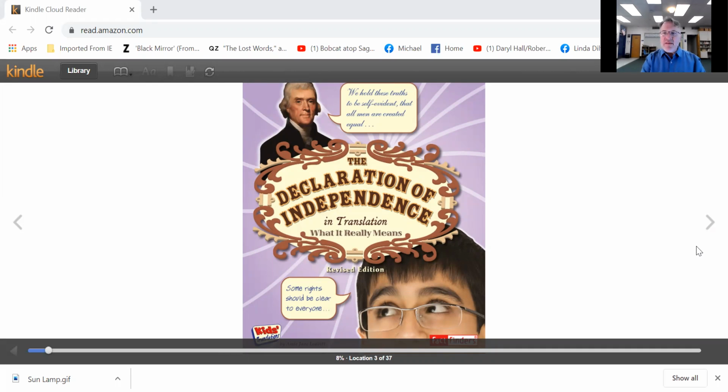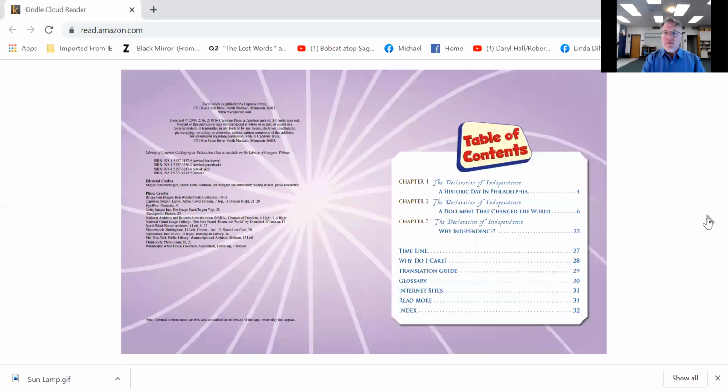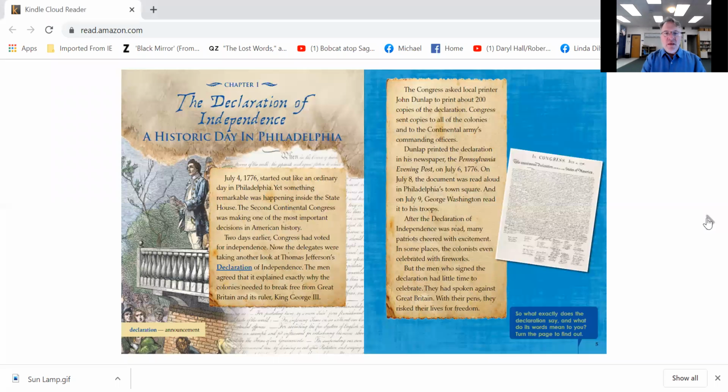The Declaration of Independence in Translation: What It Really Means. The Declaration of Independence, a historic day in Philadelphia. July 4, 1776 started out like an ordinary day in Philadelphia. Yet something remarkable was happening inside the State House. The Second Continental Congress was making one of the most important decisions in American history. 2 days earlier, Congress had voted for independence. Now the delegates were taking another look at Thomas Jefferson's Declaration of Independence.